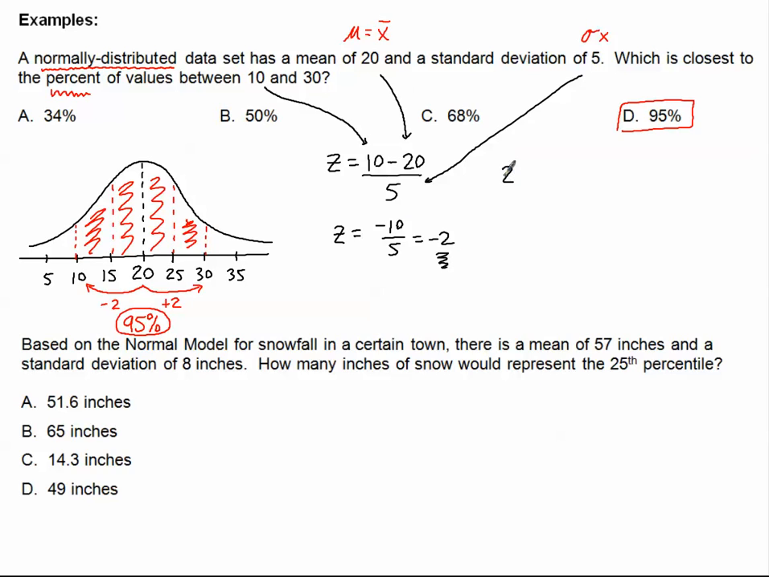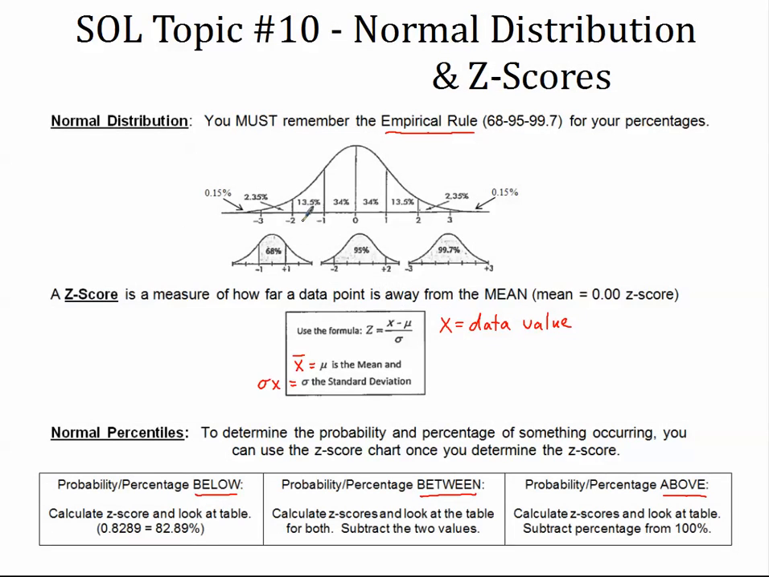My other z-score is found using the same exact formula, but a different data point, the 30 this time. So 30, take away the 20 divided by the 5. This time z would be 10 divided by 5, which is positive 2. So I'm looking for the percent of data in between a z-score of negative 2 and positive 2. And again, from our empirical rule, in between negative 2 and positive 2 is right here, 95% of our data.